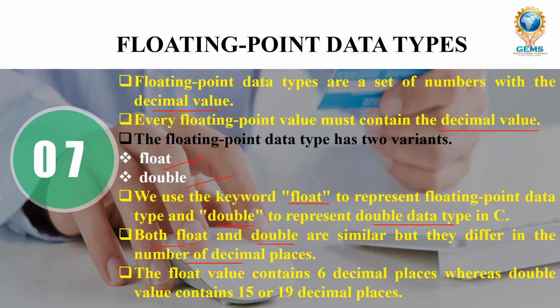number of decimal places. Both are the same, float and double are the same, but there is only one difference between them, the number of decimal places. So a float value contains 6 decimal places, whereas a double value contains 15 to 19 decimal places. So this is the main difference between float and double. How many decimal places does float have? Till 6. But how many does double have? 15 to 19.